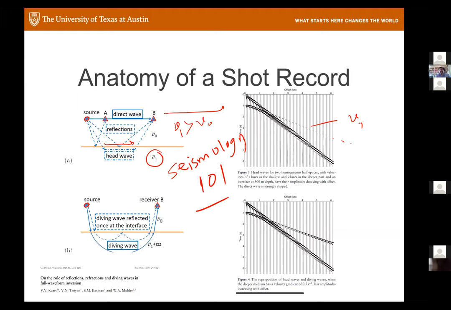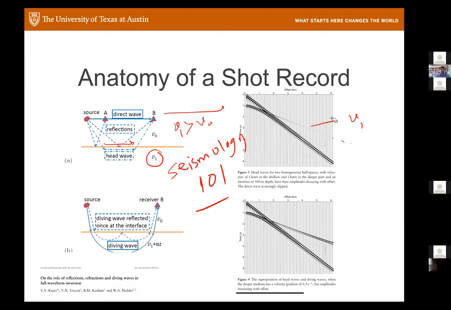Even theory predicts that the head wave amplitudes are very, very small and they decay very fast. And there is also a phase change. So if you have a delta function as a source, your head wave might look like a step function. You can sort of see this, but they are very difficult to follow all the way through all offsets.